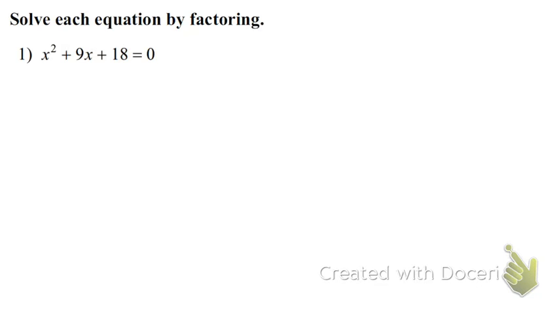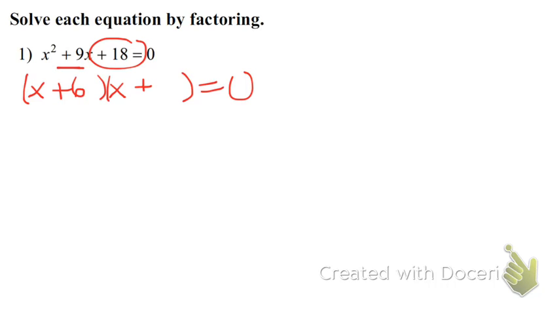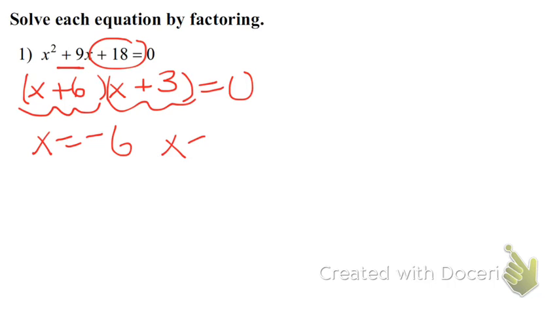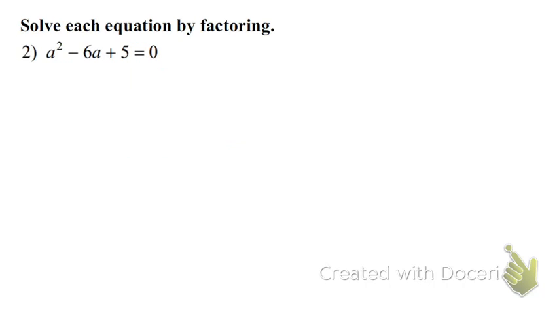Let's see. First, solve by factoring. So, to get the x squared, we need an x times an x. Now we're looking for two numbers that multiply to a positive 18 and add to a positive 9. So it would be positive 6 and positive 3. Then set each group equal to 0. This group will equal 0 when x equals negative 6. This group will equal 0 when x equals negative 3. And we're done. Number 2.